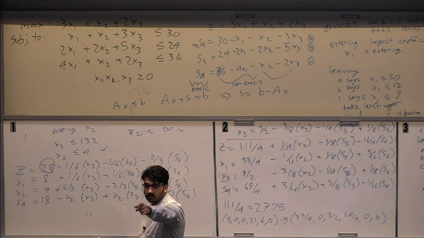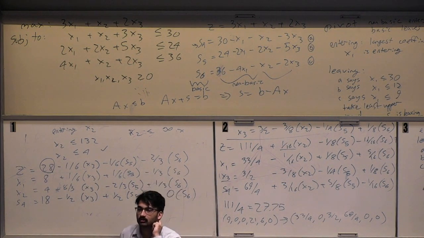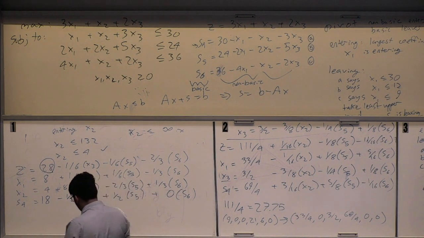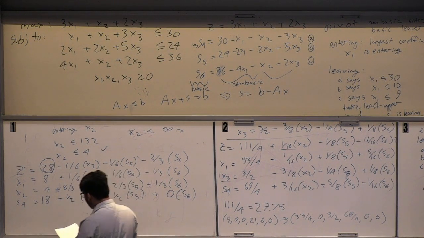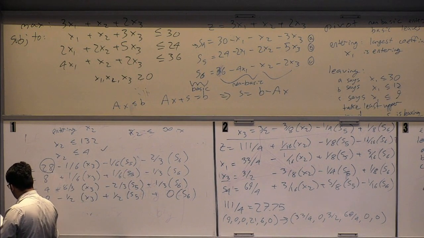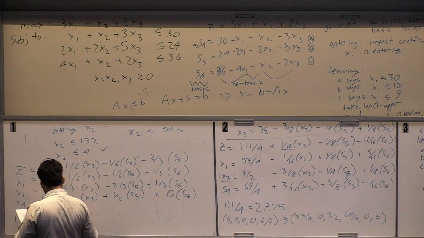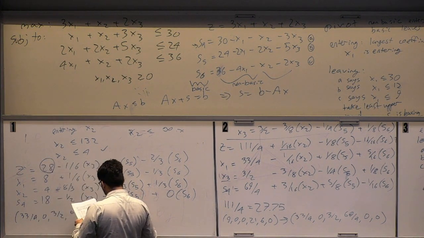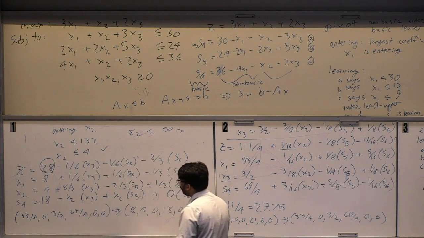Yes, question? Sorry, can you repeat that? Implicitly, not me, but the computer would keep track of the point itself, and I claim that we go from the point (33, 4, 0, 3/2, 69/4, 0, 0) to the point (8, 4, 0, 18, 0, 0), right?